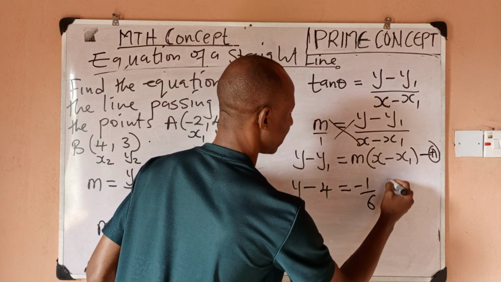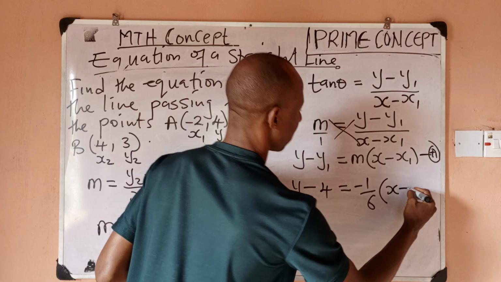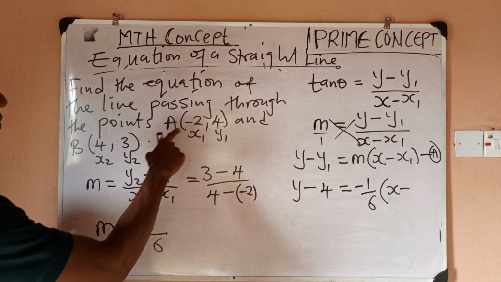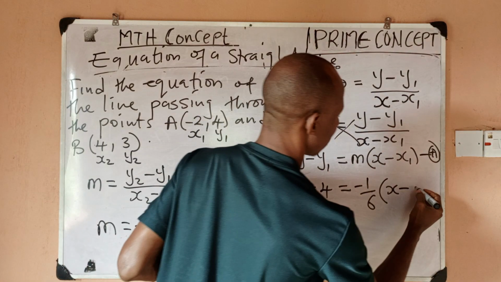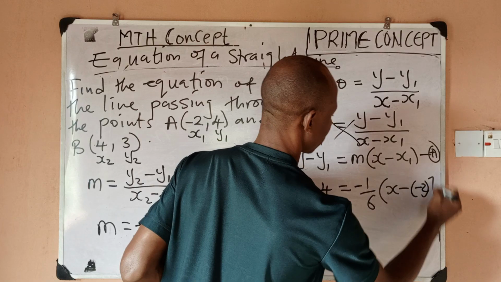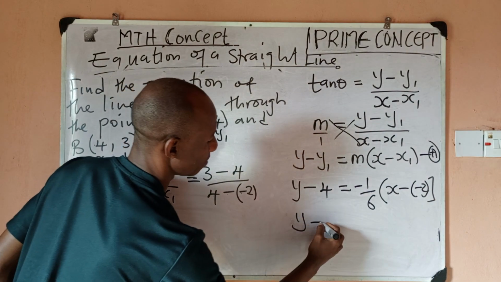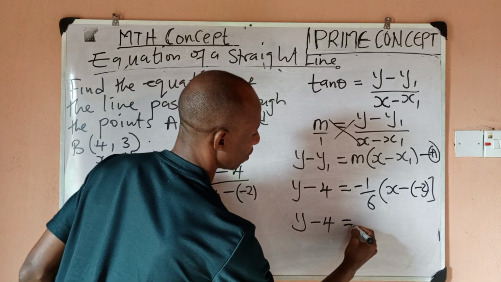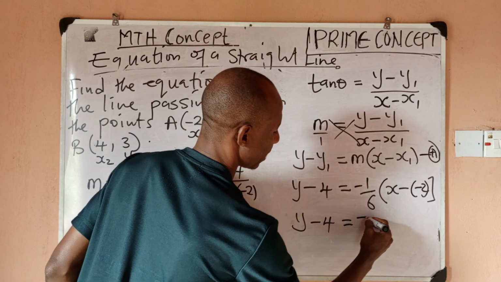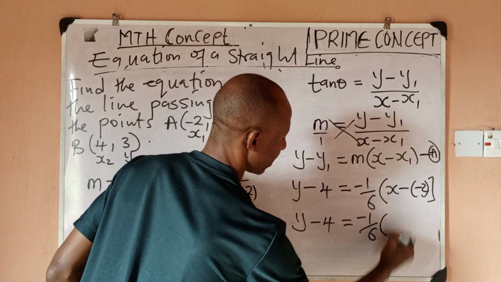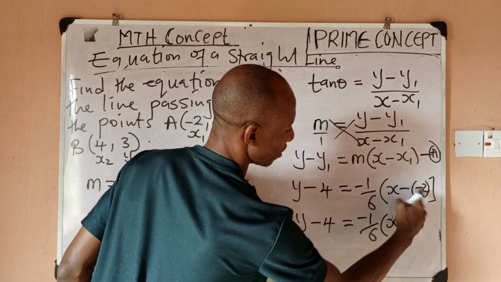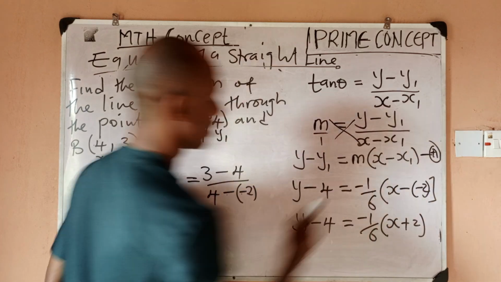-1 divided by 6 into x minus x1. What is our x1? -2. So I have -2. So what do I have here? I have y minus 4 equals what now? -1 divided by 6 into x. Minus is plus this, right?